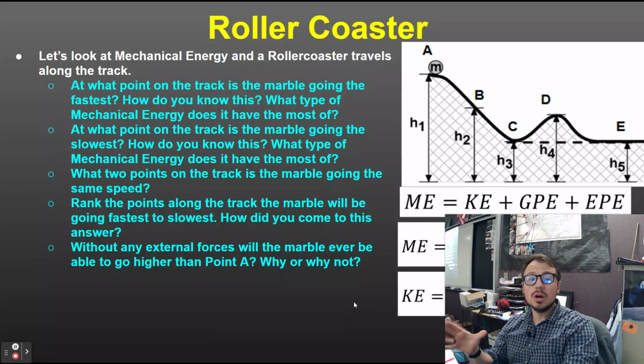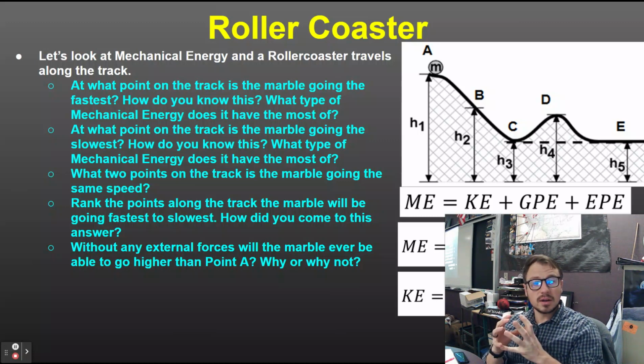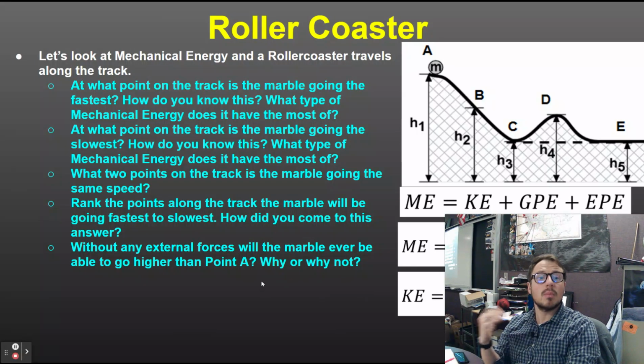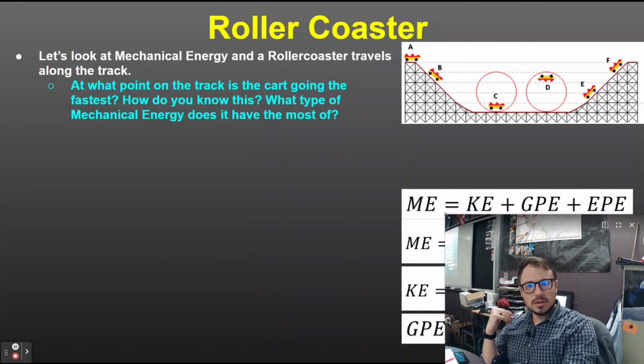Now, without any external forces, will the marble ever be able to go higher than point A? Why or why not? The answer is no, because at point A, assuming it starts at rest, all of that mechanical energy is gravitational potential energy. And you can't create energy. It will never be able to go higher than that point because it would need more gravitational potential energy.